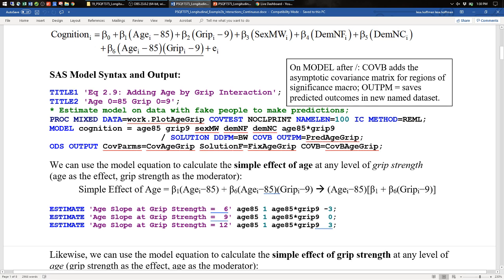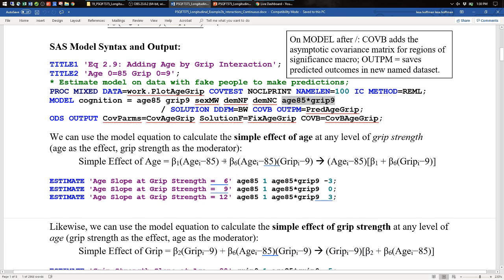So I am adding one new term to the model relative to where we left off, which is this age by grip strength interaction. Does the effect of age depend on how physically, I don't want to say strong, how physically intact you are? We'll say that. Or does the effect of physical strength differ by age? Either way, you can think of it.